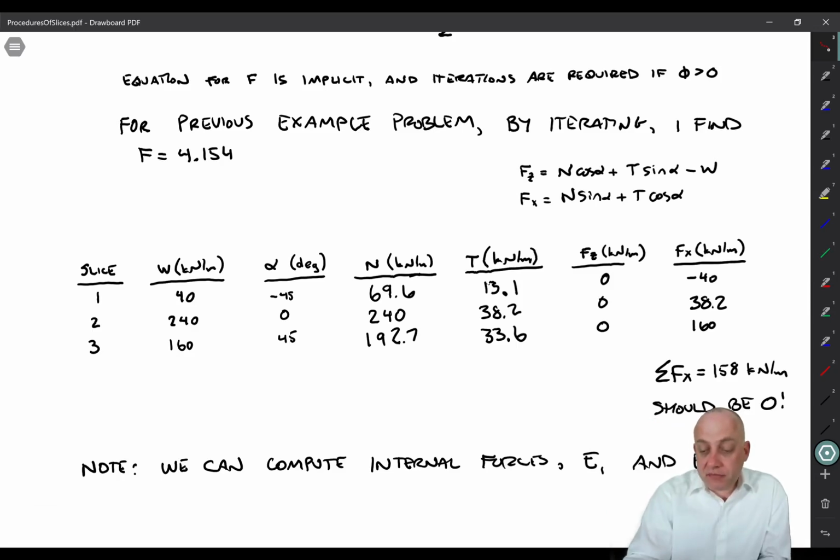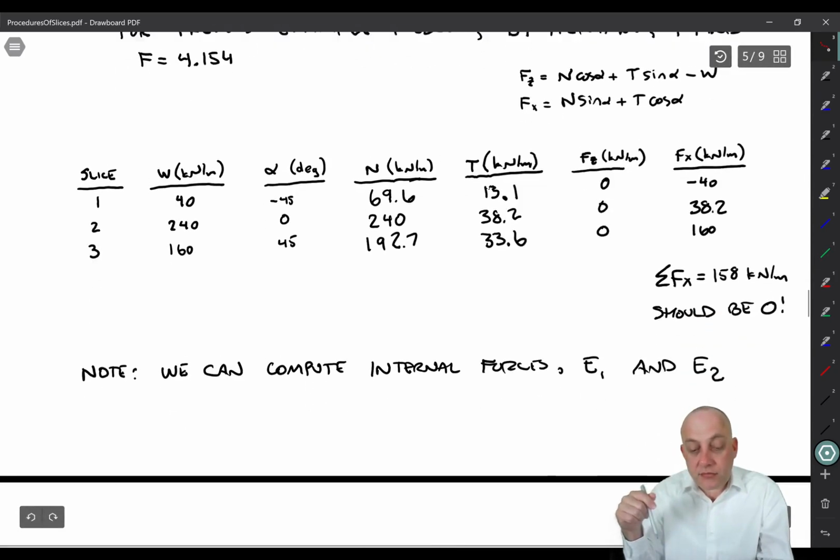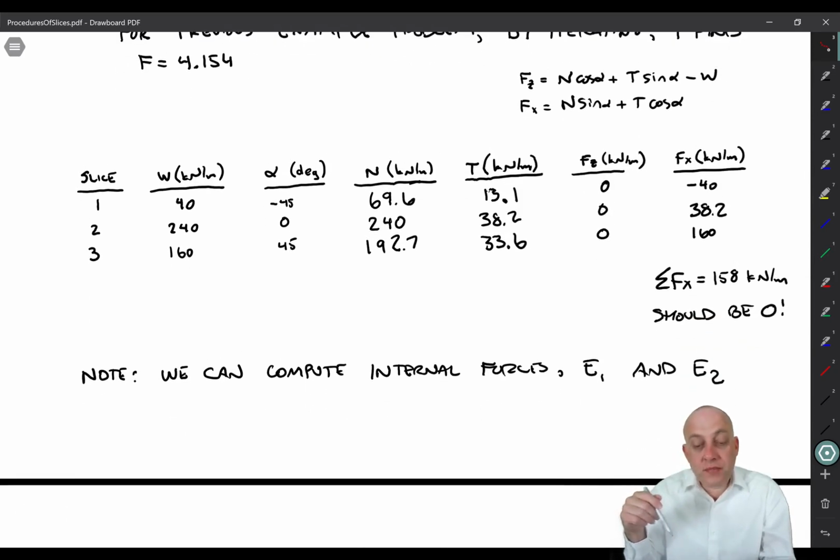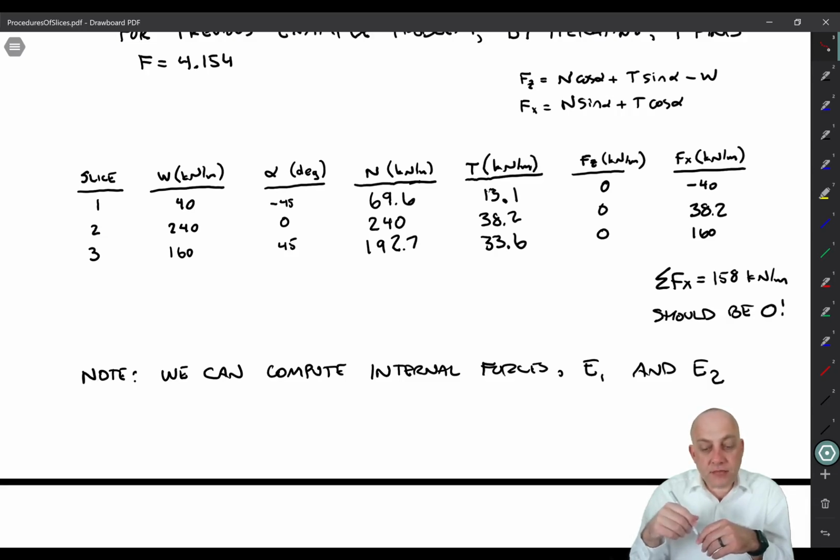Right? So if a method of slices works, you should get the sum of forces 0 in both directions. So we can't get force equilibrium by constraining the forces to only be horizontal. It just doesn't quite work out that way. So the simplified Bishop procedure also does not quite provide us with equilibrium.